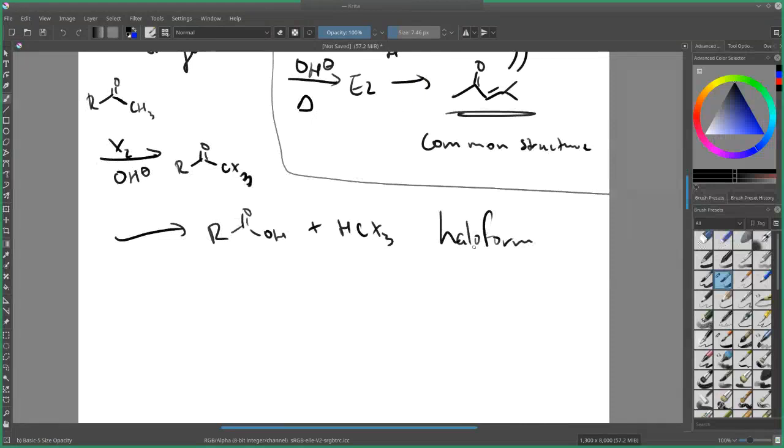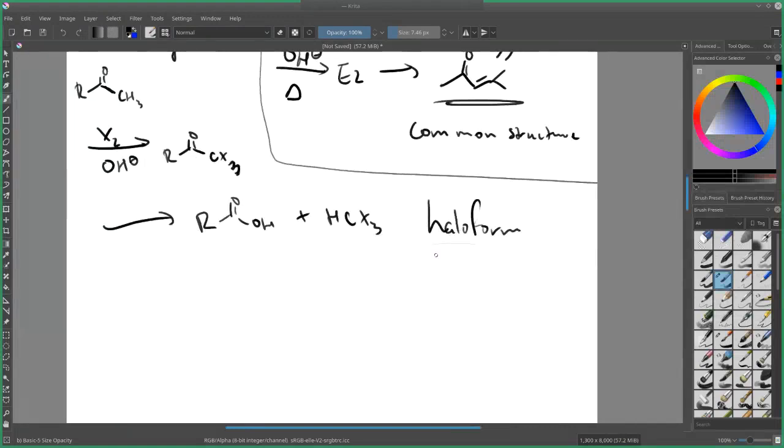And maybe the term haloform sounds a little bit familiar. If you did this, it's called the haloform reaction, and you can use it to make various of these haloforms. You can use it to make iodoform, and the book talks a bit about that. You can use it to make bromoform. You can use it to make chloroform. Maybe you've heard of this one.